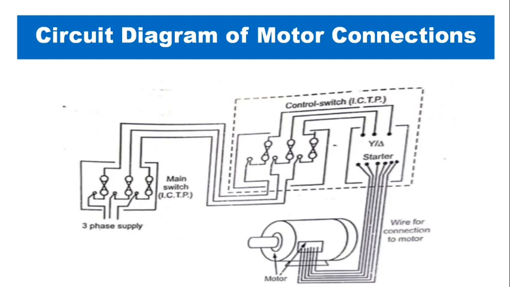Here you can clearly see that 3 wires are required from the main board to the control board, and from the control board to the motor 6 wires are required. So this is the circuit diagram for the given installation. In this way you can solve or prepare it.